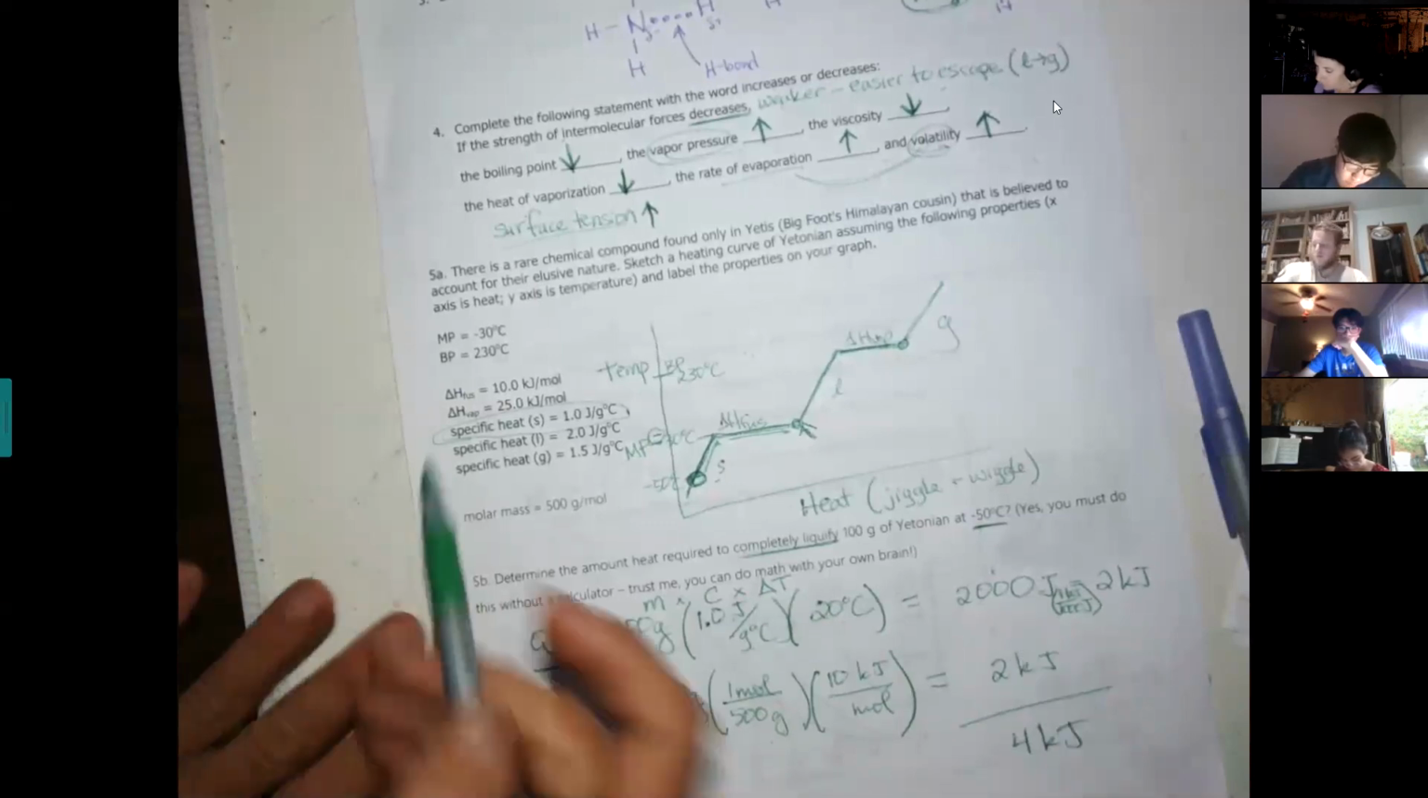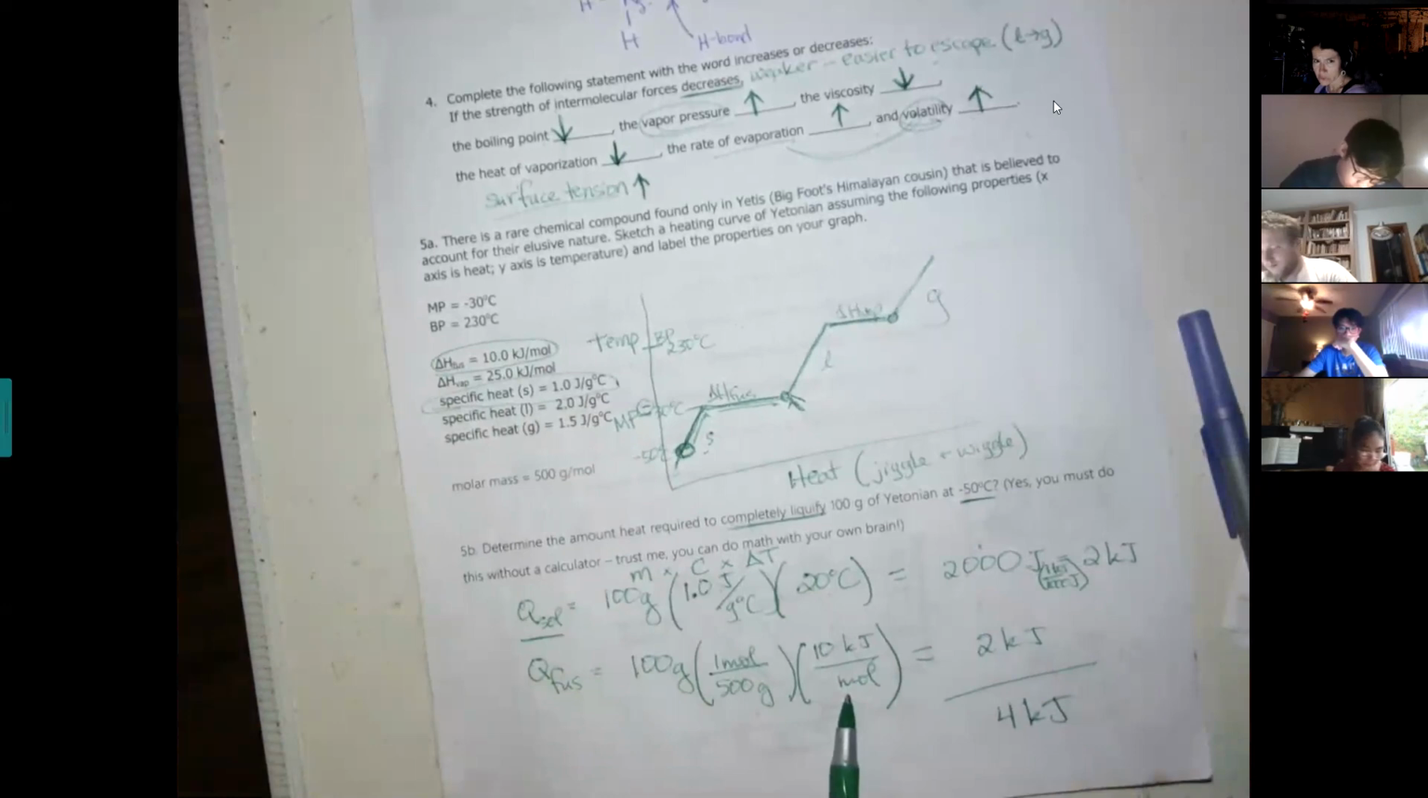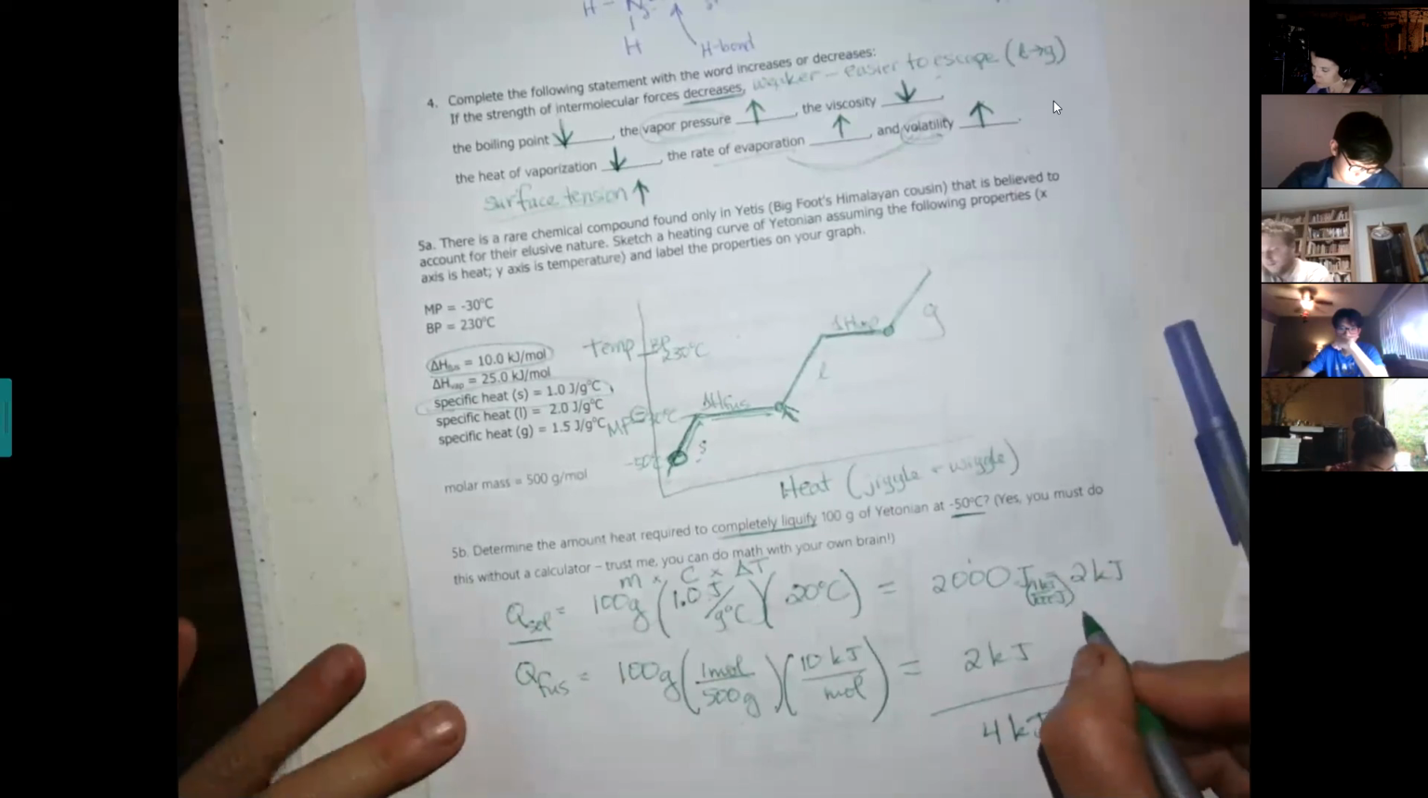So for fusion, we go up here and we would want this step. And the delta H of fusion is this number, the 10 kilojoules per mole. We have to get rid of the mole. So there's 500 grams per mole. You would use the periodic table on the homework. I think it's silver and NH3 are the problems. And then to get rid of the grams, we use the mass. And you get, again, 2 kilojoules, and you add the 2 numbers together.